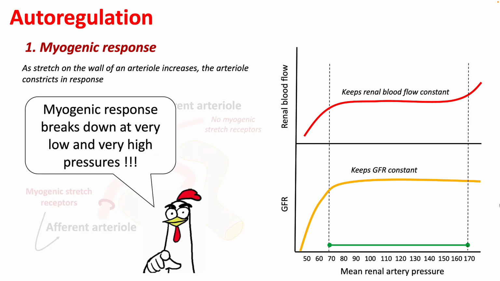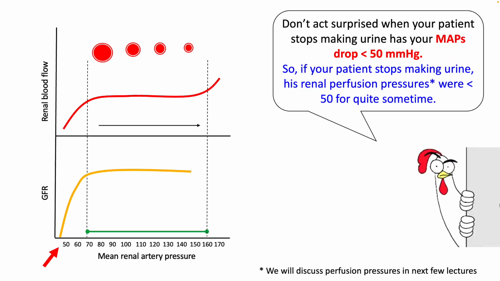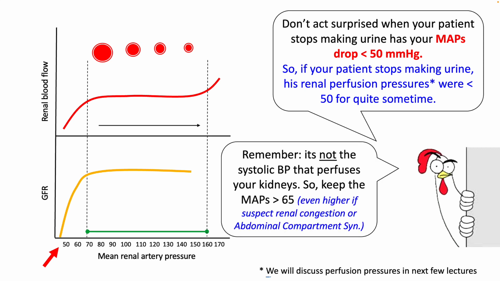Myogenic response breaks down at very high and very low pressures. So at a MAP of less than 70, autoregulation starts breaking down, and at a MAP of more than 170, you start noticing glomerular injury. And as your mean arterial pressure drops to less than 50, no urine production happens. So don't act surprised when your patient stops making urine and you notice a MAP of less than 50. The corollary of this is if your patient does not make any urine, most likely his renal perfusion pressure was less than 50 for quite some time.